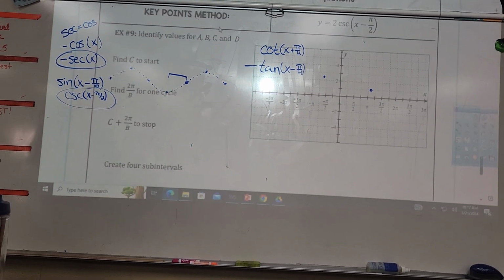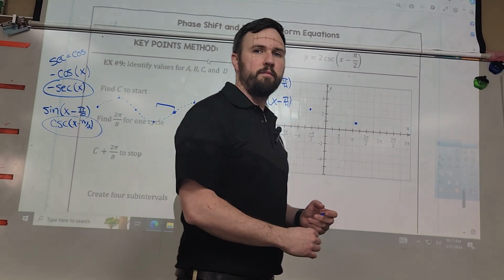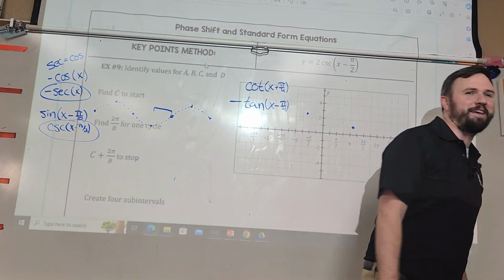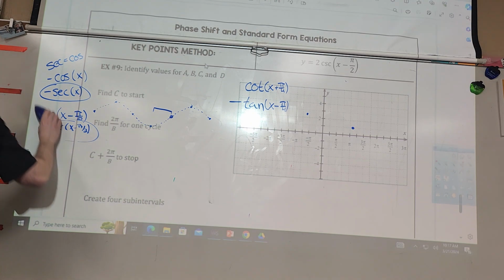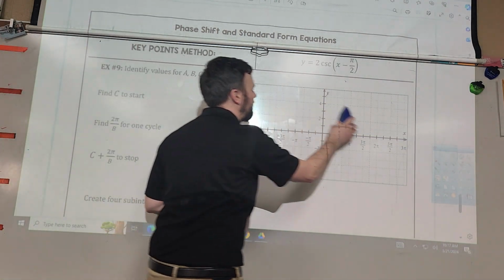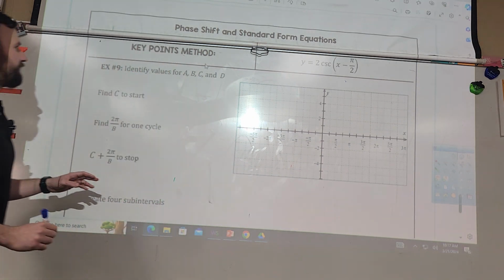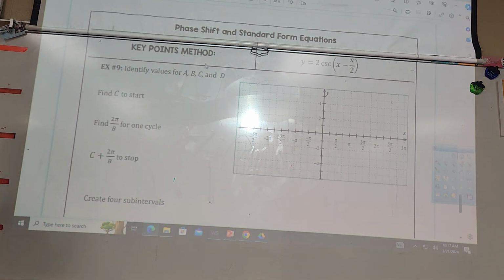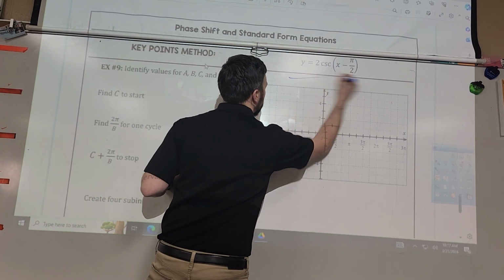All right. So I'm going to show you guys using the key points method, and I'm going to show you guys using the other method. Again, I'm not a big key points guy, but that's fine. All right. So let's graph it. This is my equation.